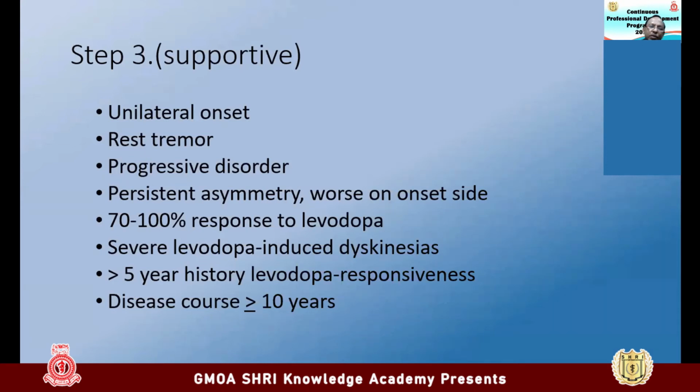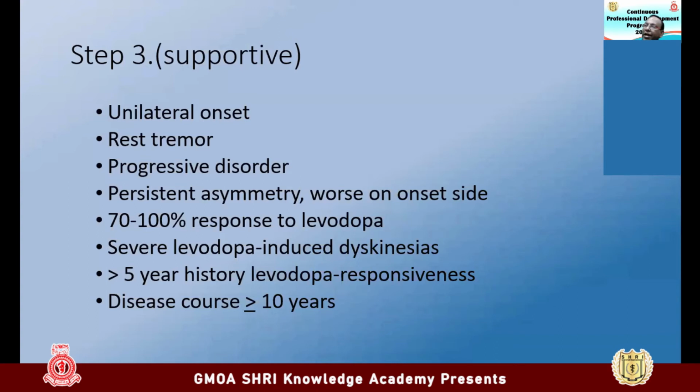The other important thing is that this is a very slowly progressive condition. Because of that, there should be at least more than 5 years of levodopa responsiveness, because at a very later stage, maybe stage 3 or 4, the patient's levodopa response gradually declines. And the other important thing, they should have a disease course of more than 10 years. So if these features are there, they are very suggestive of idiopathic Parkinson's.